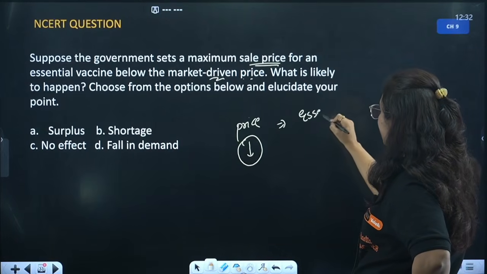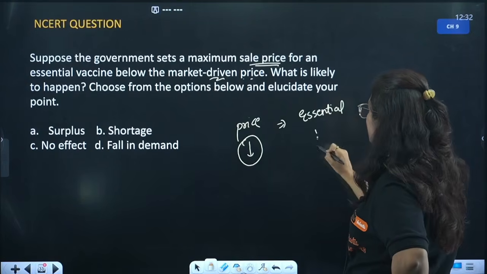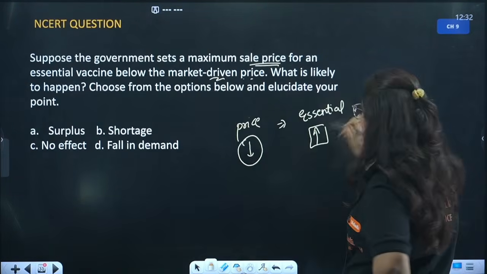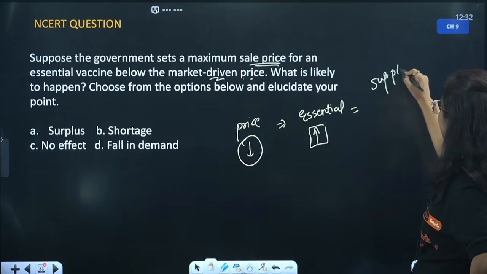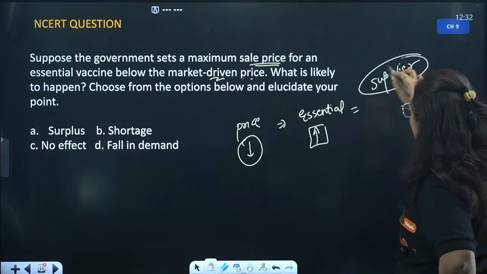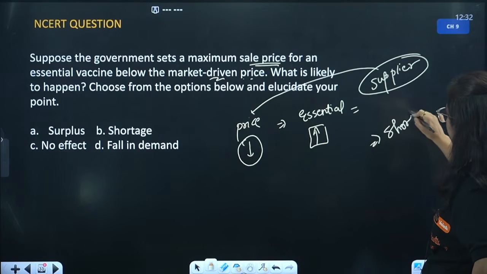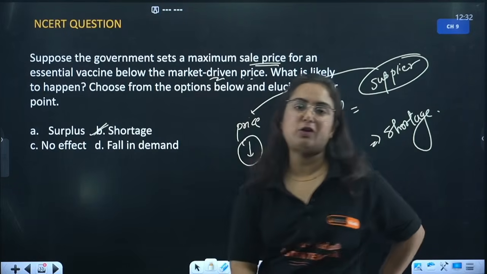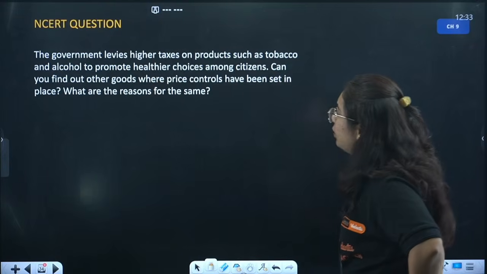But this vaccine is essential. So the demand is not going to reduce, rather the demand will only increase. But as the price is decreased, the supplier will not be willing to sell it at the same price, and hence it will lead to the shortage of the product in the market. Okay, great. Now we have more questions.